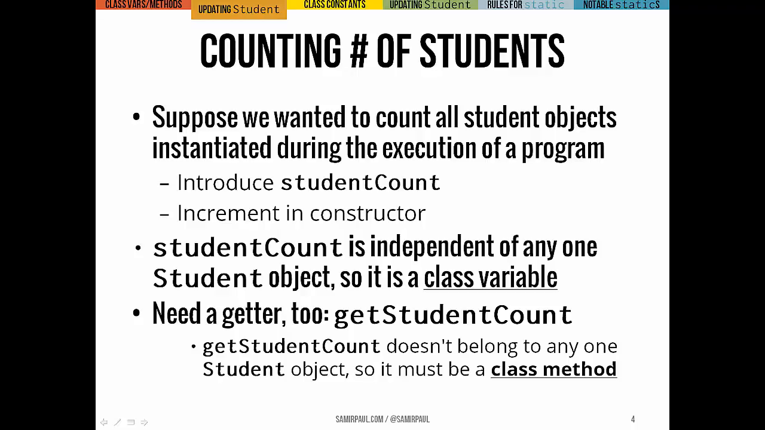On top of that, we need one method to access the student count variable. It's our getter for it. That returns the variable's value whenever we want it. Because getStudentCount doesn't manipulate any particular student object or any particular student object's information or data, we also make this a static method, a class method.